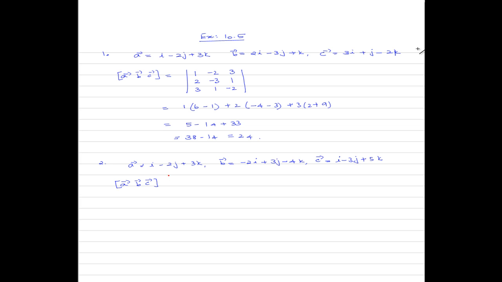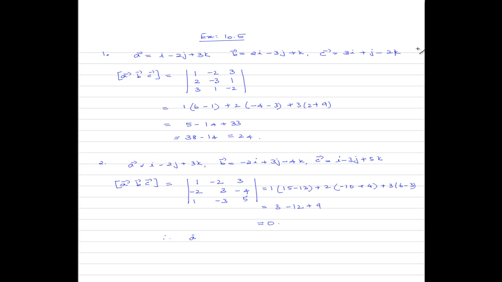So that comes out to be equal to the determinant of 1, minus 2, 3; minus 2, 3, minus 4; 1, minus 3, 5. That is equal to 1 into 15 minus 12, plus 2 into minus 10 plus 4, plus 3 into 6 minus 3. That is equal to 3 minus 12 plus 9, which becomes to be 0.